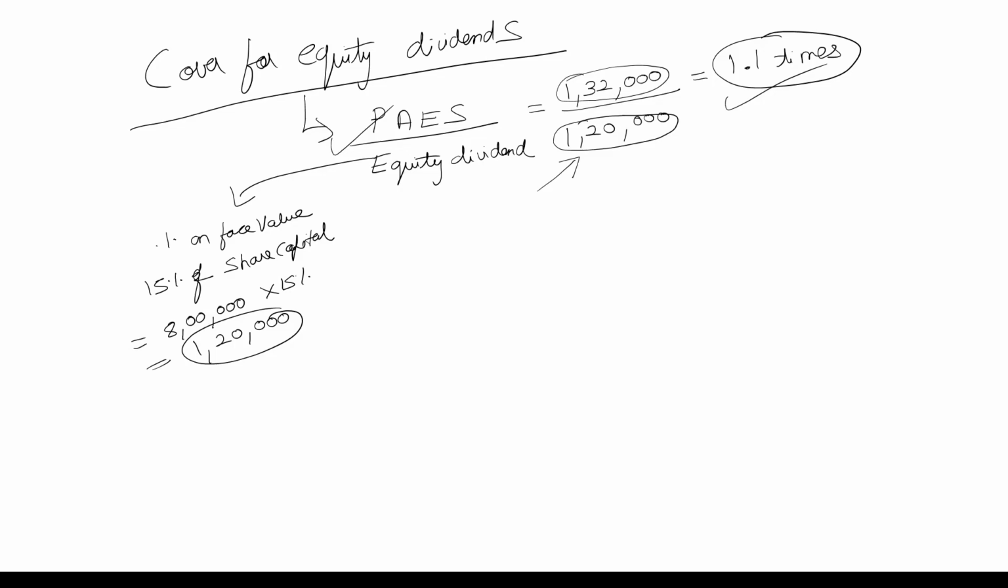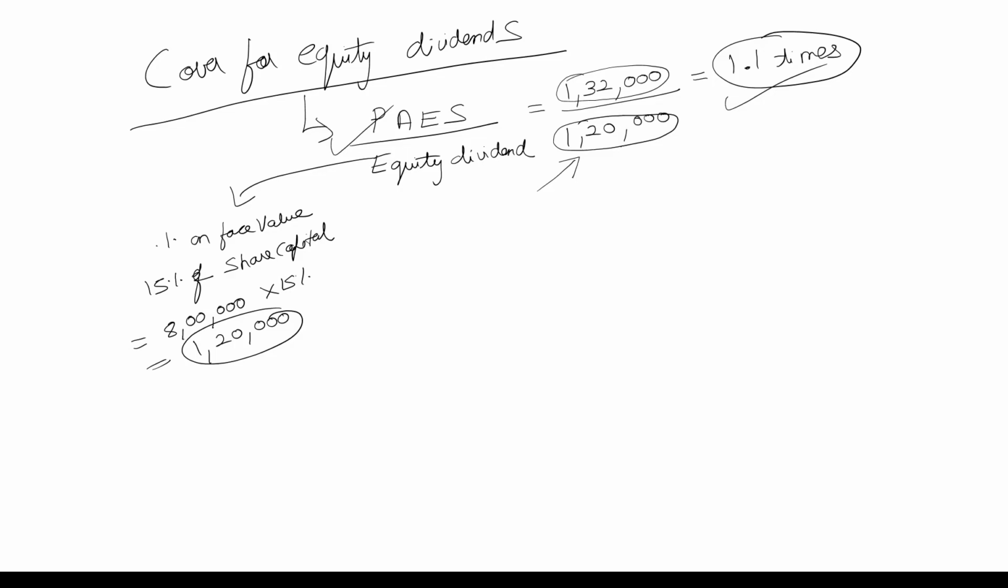You can't say 1,82,000 is available because in that 1,82,000, 50,000 belongs to preference shareholders. So what is available to equity shareholders is only 1,32,000, out of which the company can pay dividends to equity shareholders if it wants and can retain its profits if it wants. So this company in our problem here wants to pay 1,20,000 as equity dividend, and what it has available from which it can pay this dividend is 1,32,000.